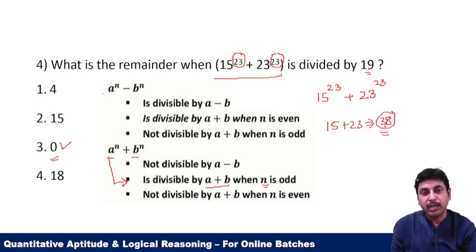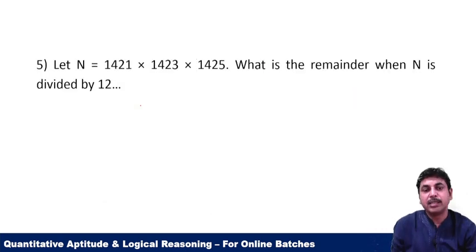Now these rules are very important, so take a note of this. Now let us try to solve this question. Options are not given here. N is equal to this number and you have to find the remainder when N is divided by 12. Now if you look at these numbers, the increment is of 2, 2. So numbers are increasing by 2.